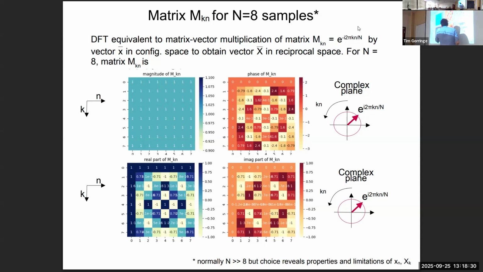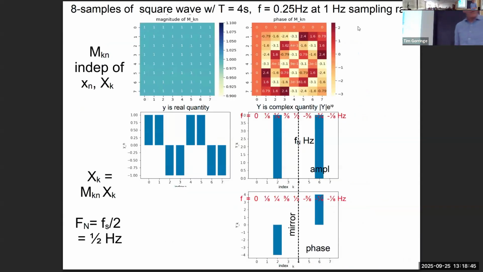This is the real part and the imaginary part of the matrix, just to show that it generally has real and imaginary parts. I don't have any words to describe it, but it's interesting just to see it. Okay, this slide shows you then what happens when you take some time domain vector, say an 8 element vector, you multiply it by the matrix to get the frequency domain vector.